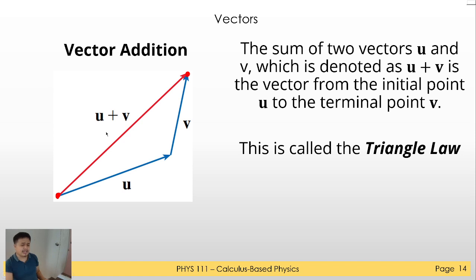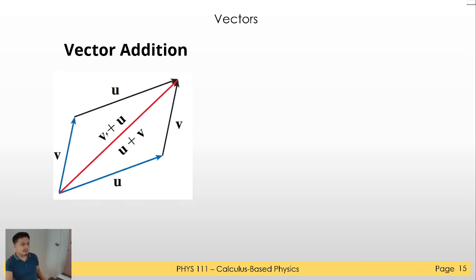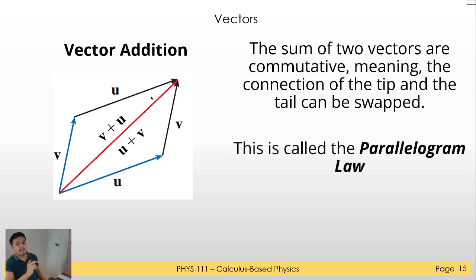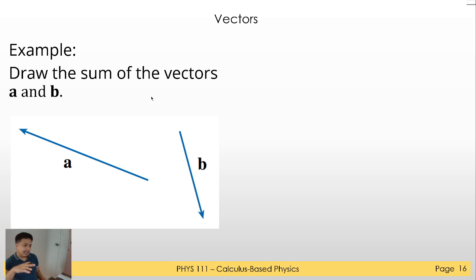Okay, and consecutively, you can actually swap this. Instead of having u as the first vector, we could make v as the first vector and then connect the two. If you connect the two vectors, the resulting sum will be the same, and this is called the parallelogram law. Okay, so again, let's summarize what I just said.